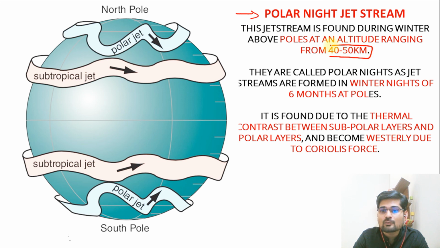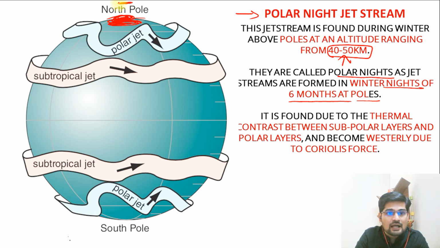40 to 50 kilometers of altitude, which is at the polar region, right? And this is important. Why? Because it's talking about polar night. Remember, there is almost 6 months of winter night at the poles. No sunlight is received. So what happens here? There is extreme cooling on the ground, right?